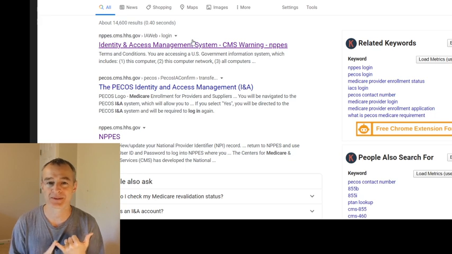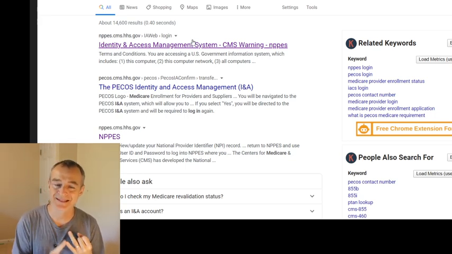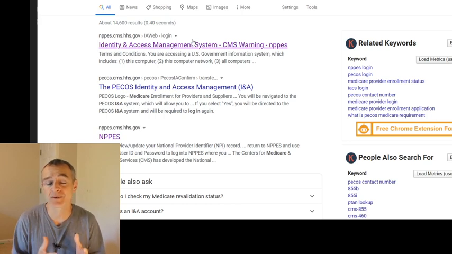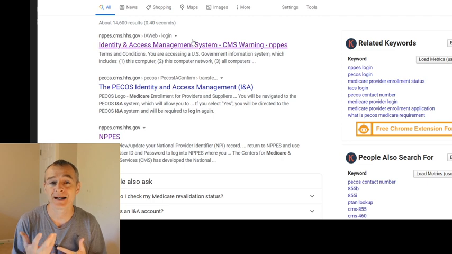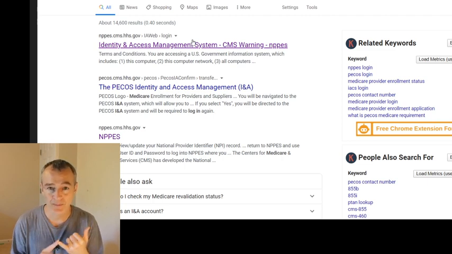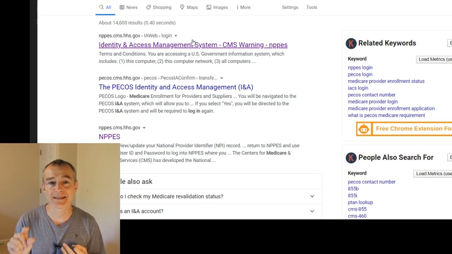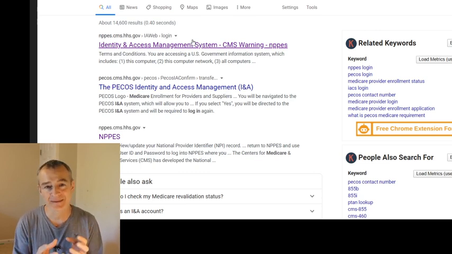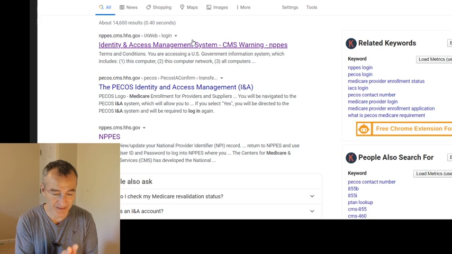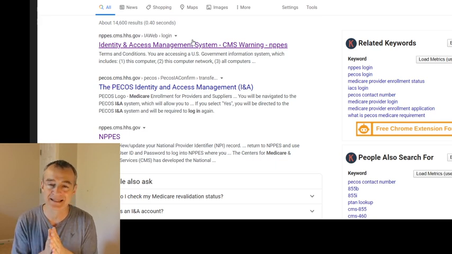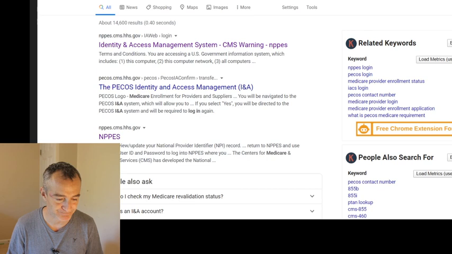For yourself personally, that's a Type 1 NPI. And for your business, that's a Type 2 NPI. From there, you'll create your PECOS account. PECOS is where you'll submit your Medicare contract, your initial enrollment for you personally, for your business. If there are reassignments in place, you can look up those reassignments from PECOS. You can see any previous PTANs you have through the PECOS system using their Medicare ID lookup tool. So everything kind of happens from that hub. But it all starts right here with the Identity and Access Management System from CMS.